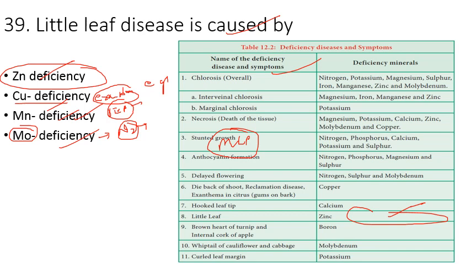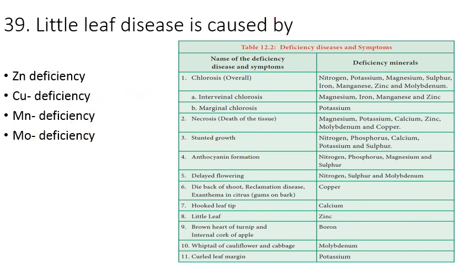This is the table which shows different diseases or symptoms caused by deficiency of certain mineral elements. First of all, chlorosis, the yellowing of leaves, is known as chlorosis. The main elements involved in this are nitrogen, potassium, magnesium, sulfur, iron, manganese, zinc, and molybdenum. Then interveinal chlorosis is caused by the deficiency of magnesium, iron, manganese, and zinc. Marginal chlorosis is caused by deficiency of potassium.